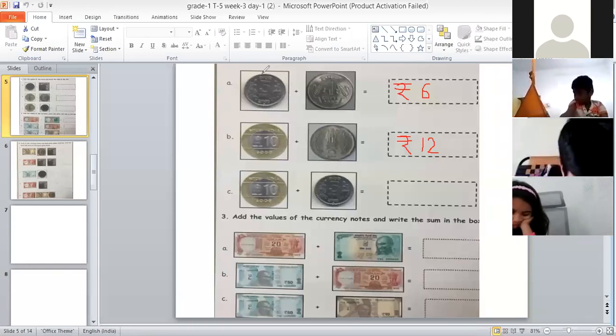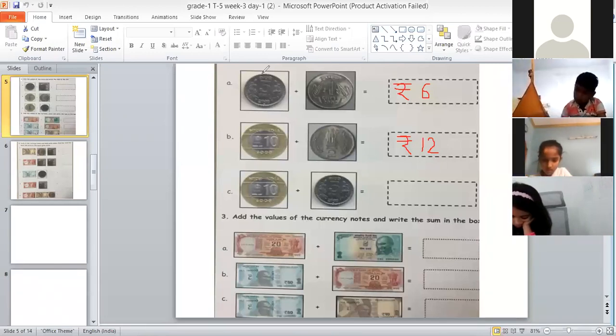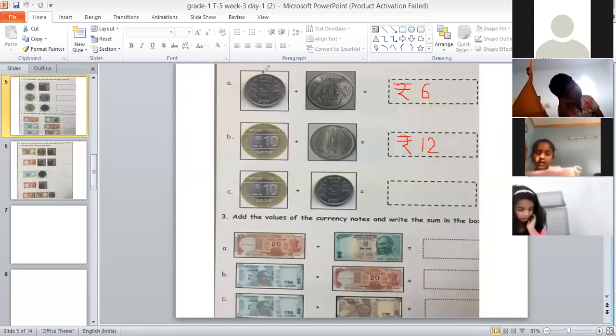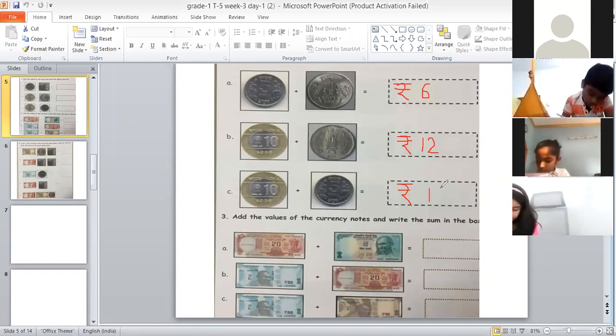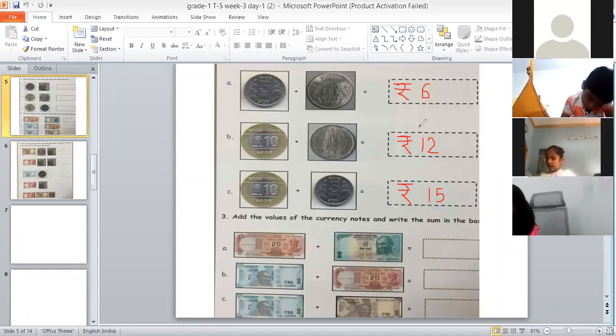Third bit. Hayati, in third bit, how many rupee coins are there? 10 rupee coin and 5 rupee coin. Very good. So tell me 10 plus 5 how much? 15 rupees. Very good. 10 plus 5 is 15. So answer is 15 rupees. Okay, that's correct. So we are done with question number 2.